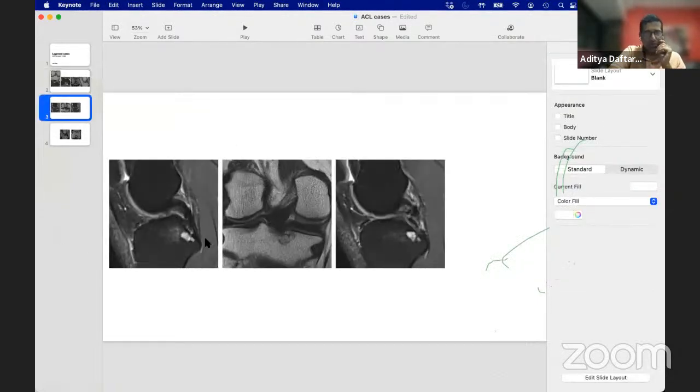Now here's another case. Okay, so here, for example, we have the PCL and we have these intraosseous cystic changes here in the tibia. And you can see here, this is exactly emanating from the PCL attachment. So you can have slight intrasubstance.